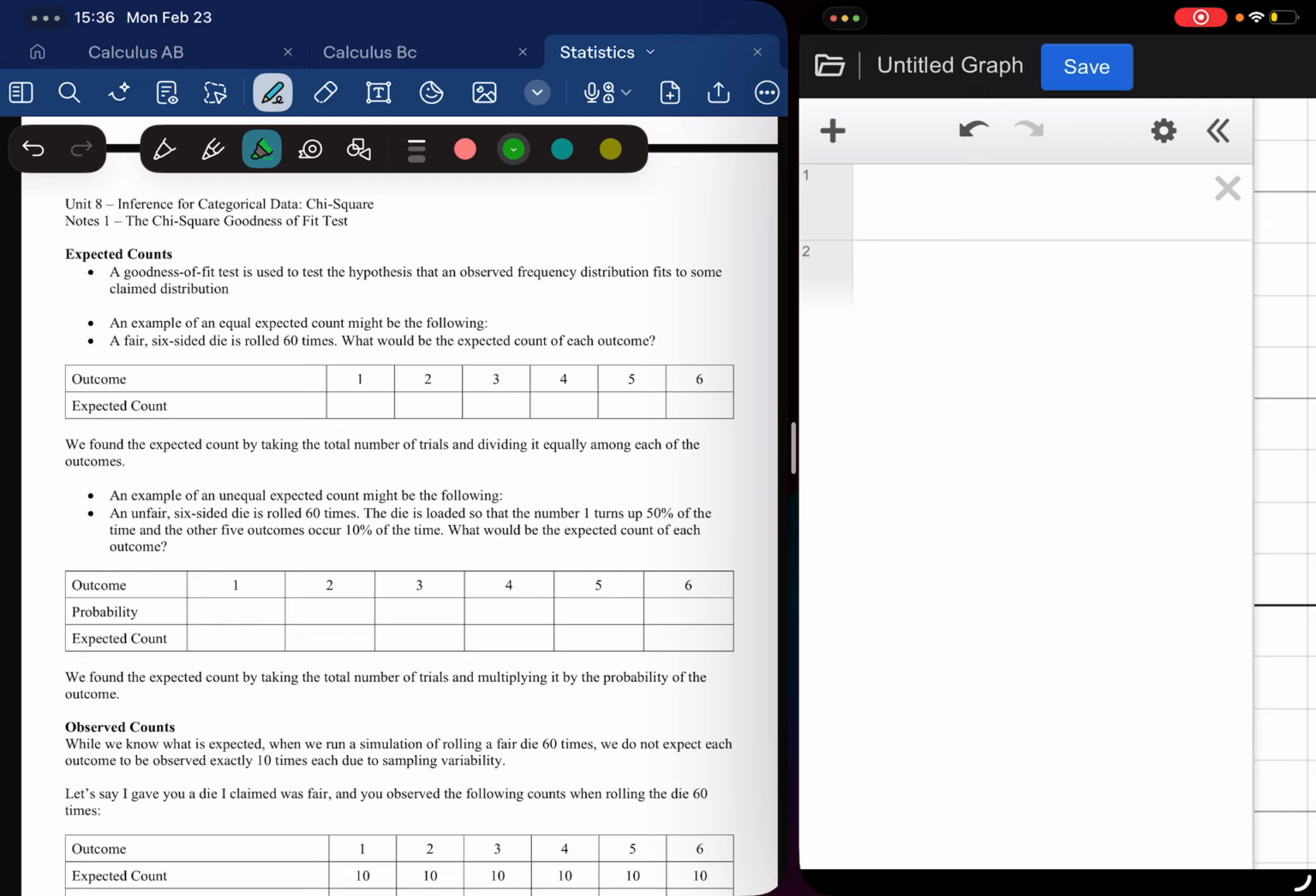The sampling distribution of chi-squared statistic is not a normal distribution. It is right-skewed and only allows for positive values, which means chi-squared can never be negative. When the expected counts are all at least 5, the sampling distribution of chi-squared is close to the chi-squared distribution with degrees of freedom equal to categories minus 1.